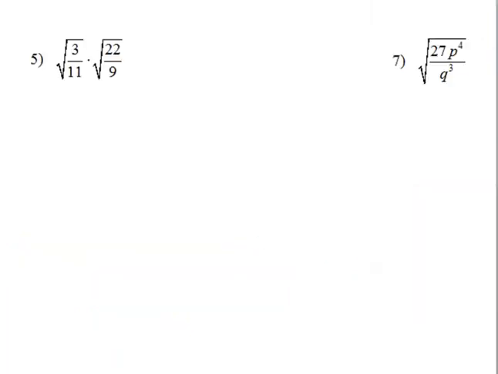Let's try a couple more. Here, we're going to multiply, and remember the quotient rule says that since they're both radicals and they both have the same index, I can do this.